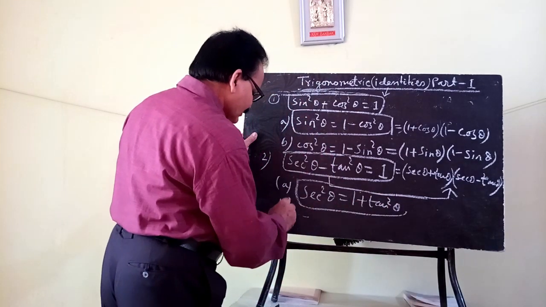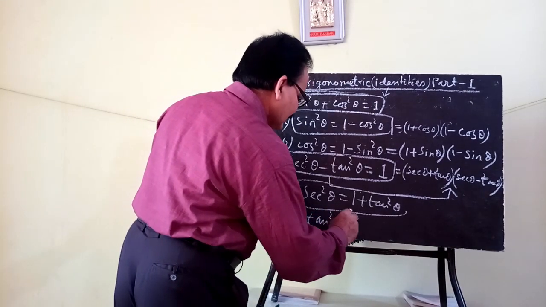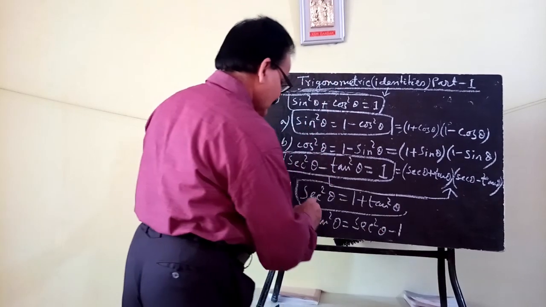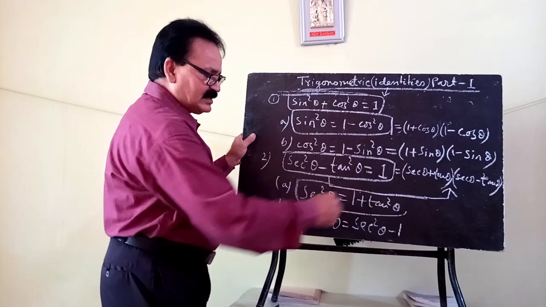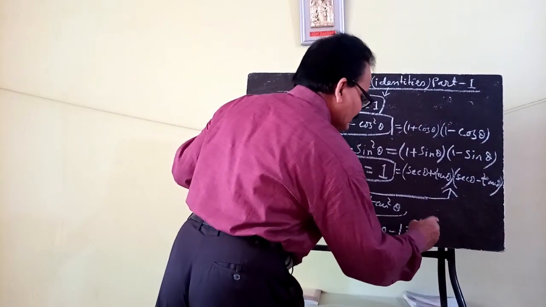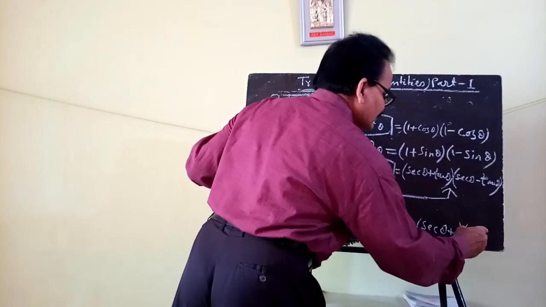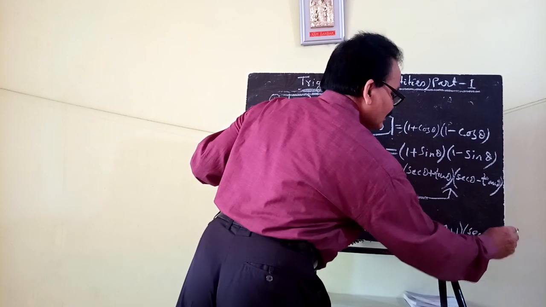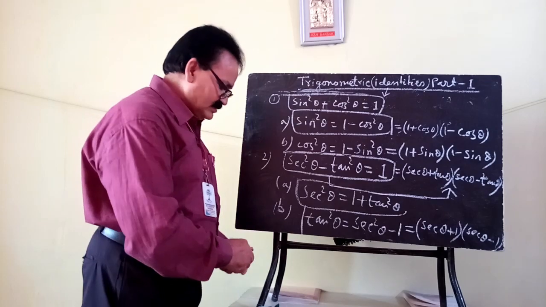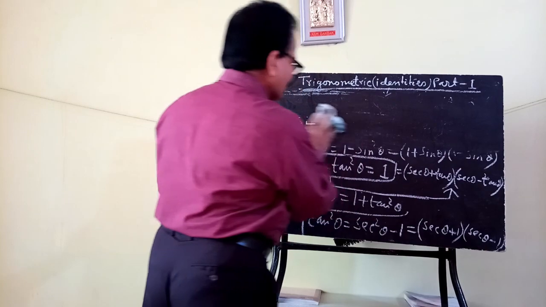Clear? Or maybe instead of tan square theta, you put sec square theta minus 1. Tan square theta equals sec square theta minus 1. Again there is a difference, so you can factorize sec theta plus 1 as well as sec theta minus 1, and proceed further like that. So this is all about your equation 2.